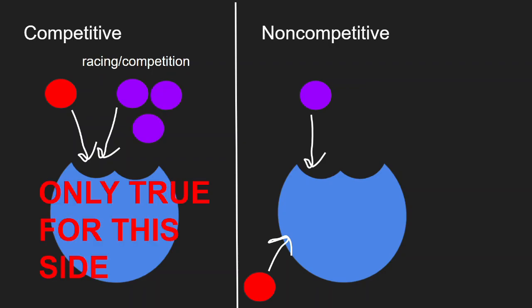So one thing to know about competitive inhibition is that if we add more substrate, the effect of the inhibitor can be reduced. However, this is not true for non-competitive inhibition. In non-competitive inhibition, because the inhibitor is binding allosterically, the addition of more substrate wouldn't really affect anything because it's not stopping the inhibitor from reaching the enzyme.